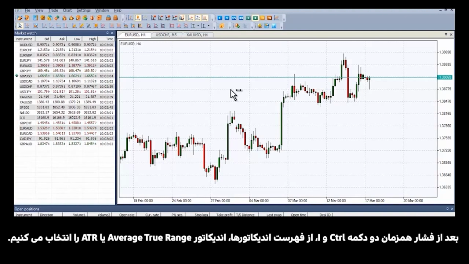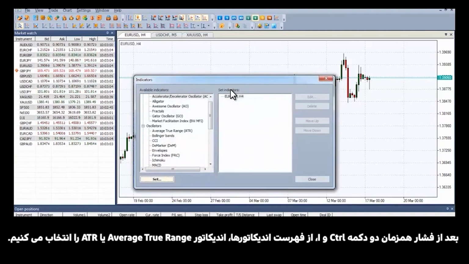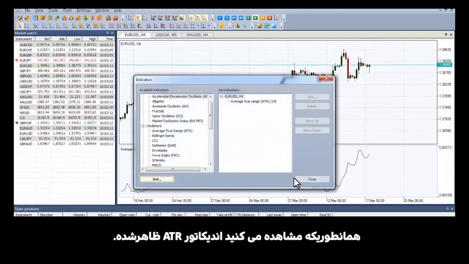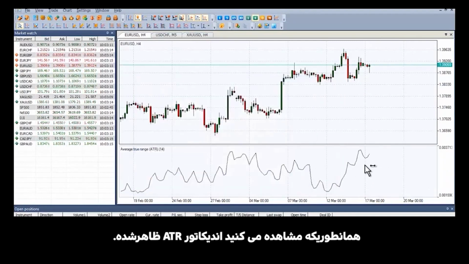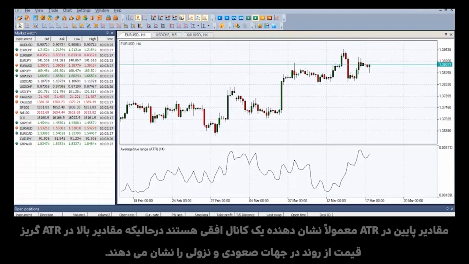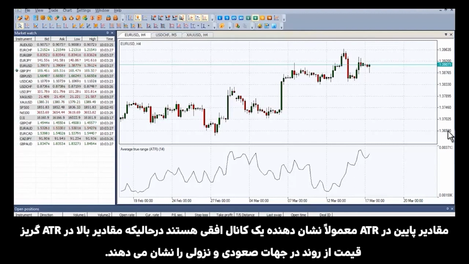Okay, let's begin by bringing up our indicator list by pressing Ctrl-I, and from here we select the average true range, or ATR. Hit set, OK, and as you can see, the ATR appears. The ATR indicator was introduced by Wes Wilder as a tool to measure the market volatility and volatility alone, leaving aside attempts to indicate the direction. A low ATR value would normally correspond to a range of trading, while high values may indicate a trend breakout or breakdown.